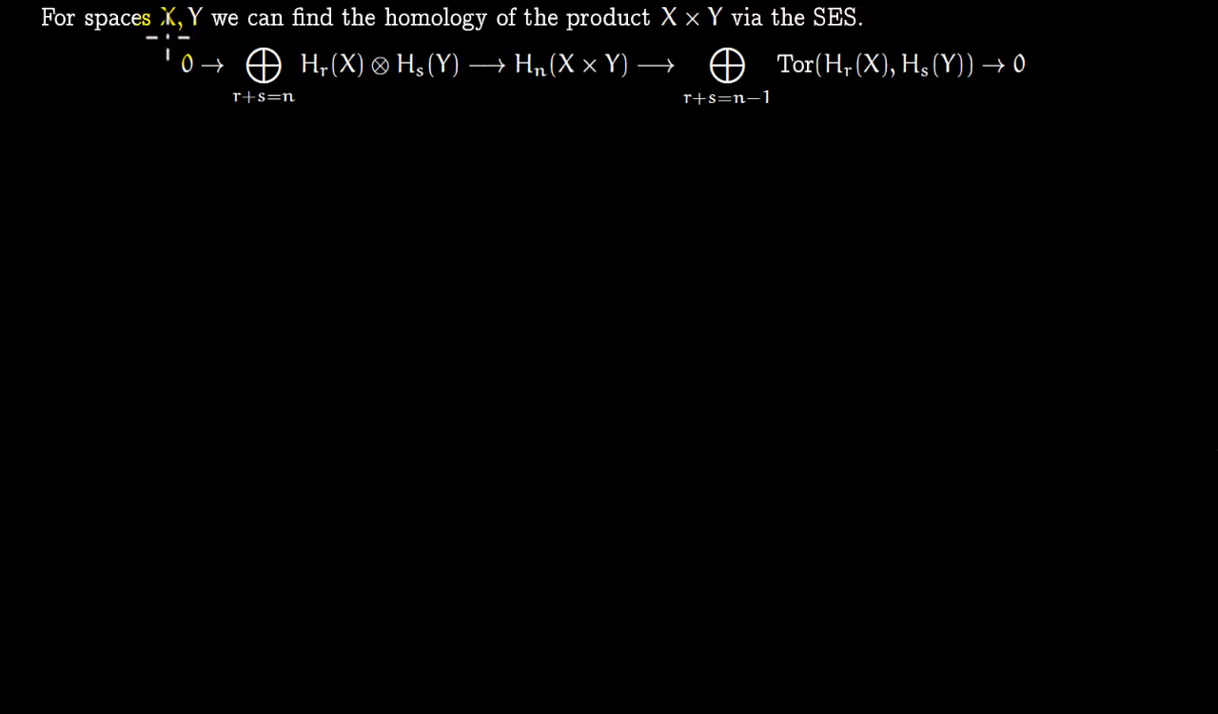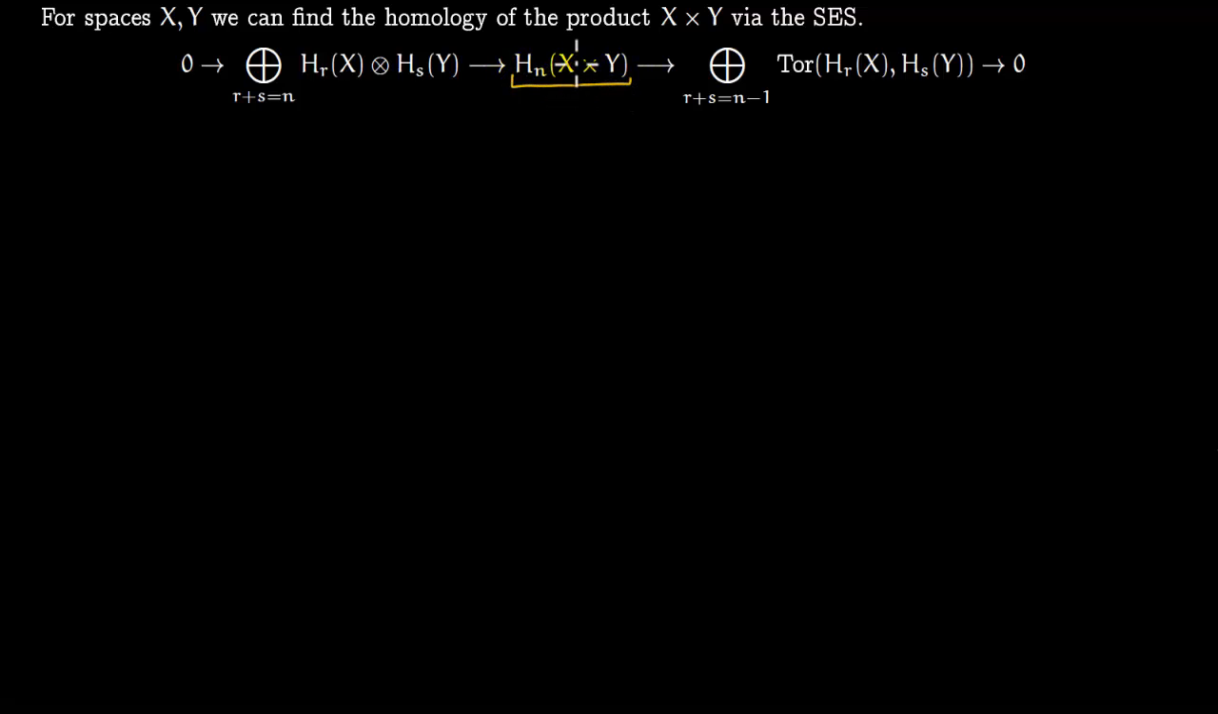In this lecture, we learn how to compute the homology of the product of two spaces. So say we are given spaces X and Y. More concretely, we can take them to be CW complexes. Then we can find the homology of this product X times Y via the short exact sequence given to us like this. So this is the nth homology group.